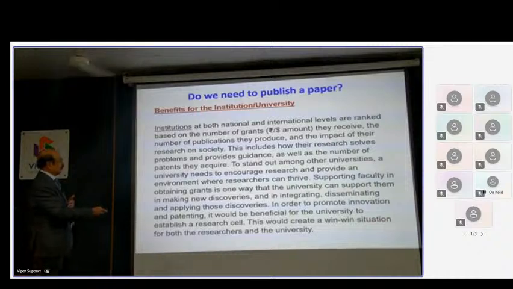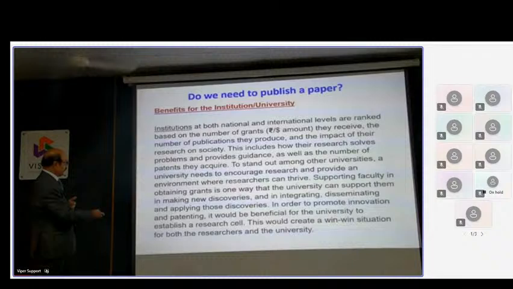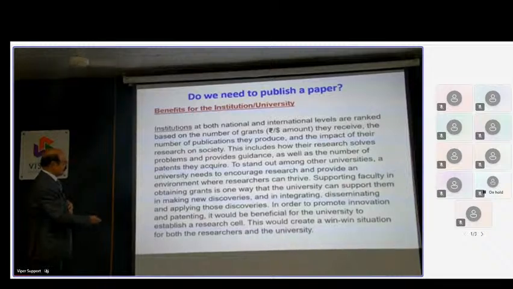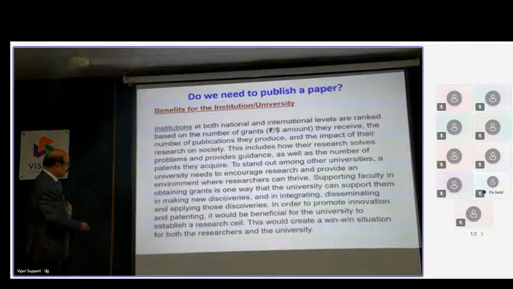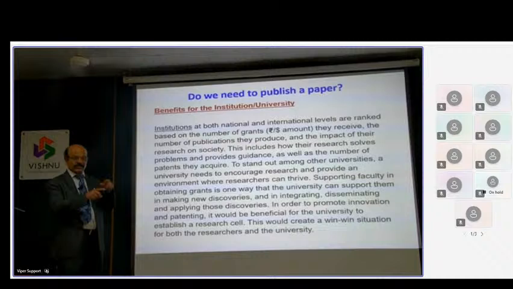This includes how the research solves problems and provides patents. That is very important. Supporting faculty in obtaining grants is one way the university can support them in making new discoveries and integrating, disseminating, and applying those discoveries. To promote innovation and patenting, it would be beneficial for the university to establish a research cell. Many universities have established one. For example, Dr. Balkumar is the research director.